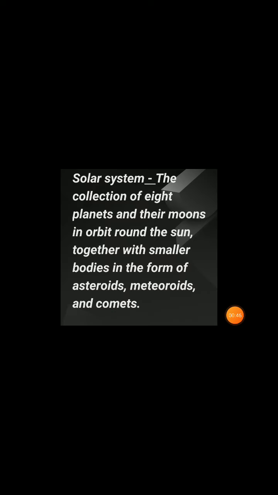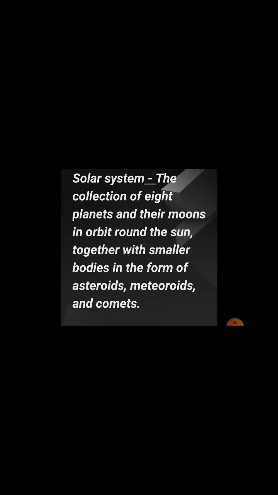In one more way we can say that the collection of 8 planets and their moons in orbit around the sun, together with smaller bodies in the form of asteroids, meteoroids and comets, is called solar system. Here we can see that sun is the center of the solar system. So it's like the sun is the head of the family.